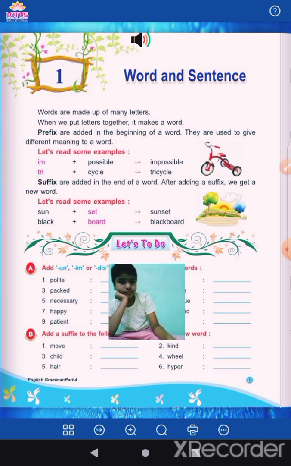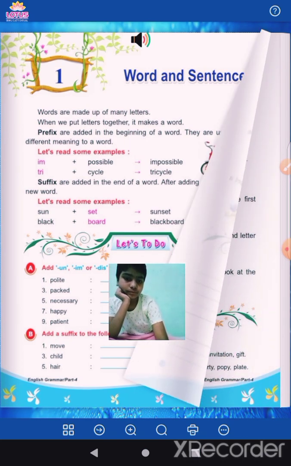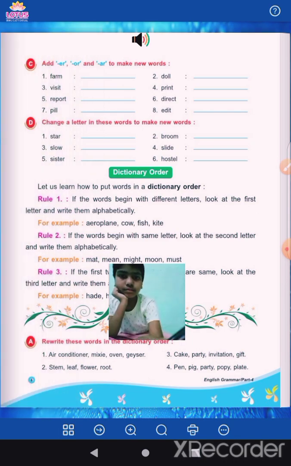Suffixes are added in the end of a word. After adding a suffix, we get a new word. Let's read some examples. Sun plus set, sunset. Black plus board, blackboard.